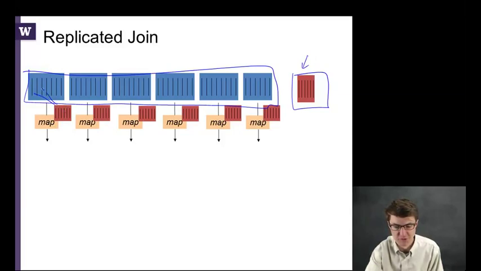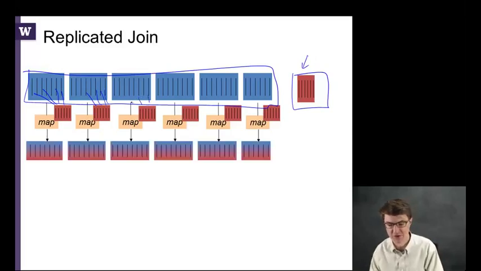Every one of these tuples can be joined with corresponding tuples in this partition. Every one of these tuples can be joined with corresponding tuples in this partition, and so on. And so at the end of the map phase, you end up with the right answer, all the joined tuples for this blue A and this red B.